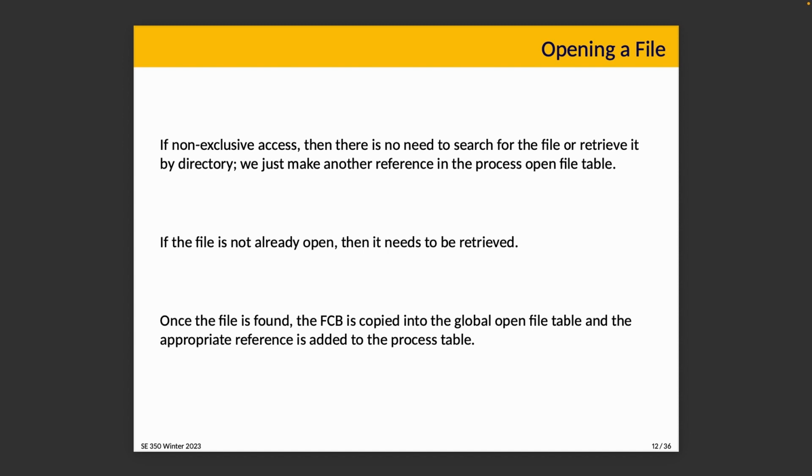If the file is not already open, then the file control block corresponding to that file does need to get retrieved. We do have to get it from somewhere, and that means we have to fetch it from disk. And when we do that, we put the file control block in the global open file table, and we add the appropriate reference in the process open file table. Which makes sense, right? If we need to put it there, we put it there, and when we do, we reference it from the process table.